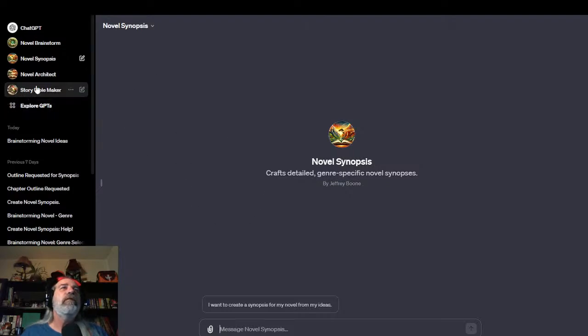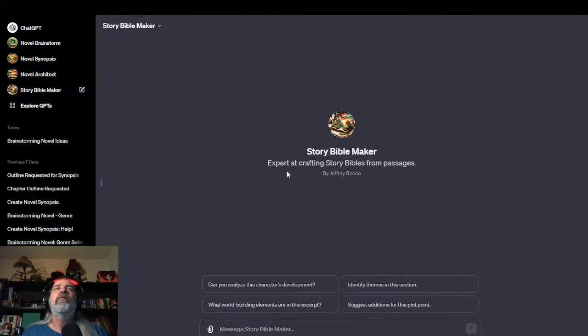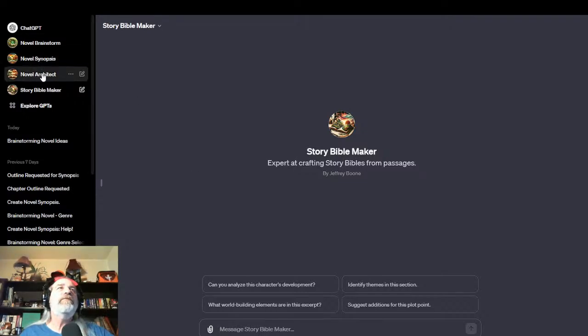And then remember, I also have the Story Bible Maker, which is expert at crafting story Bibles from passages. And perhaps in the future, you'll see Novel Architect.